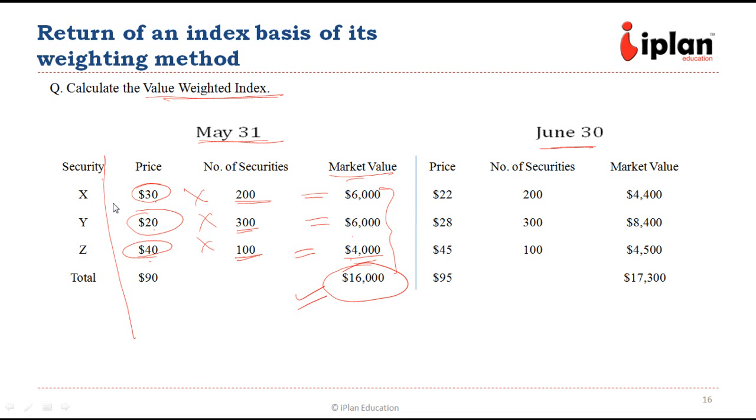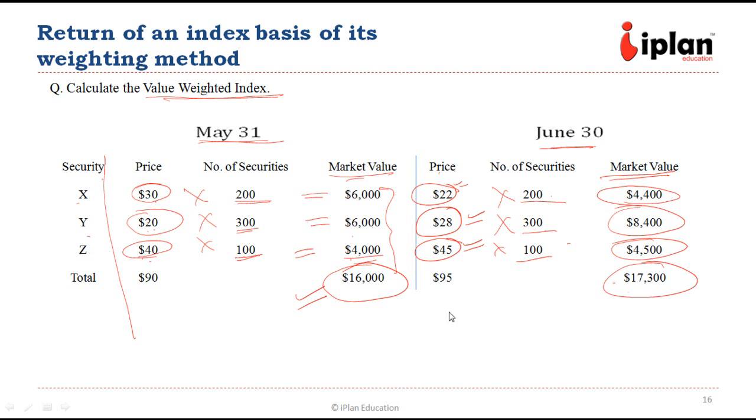The price of security X has dropped to 22. The price of security Y has risen to 28, and similarly Z has changed from 40 to 45. Now we have new prices for all these securities, but the number of securities is the same. Market value is going to be different since the price has changed. So let us multiply these. 22 into 200 is 4,400, 28 into 300 is 8,400, and 45 into 100 is 4,500. The sum of this is 17,300. So we can clearly see that there is a 1,300 increase in the total market value.